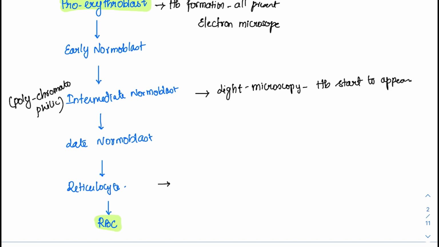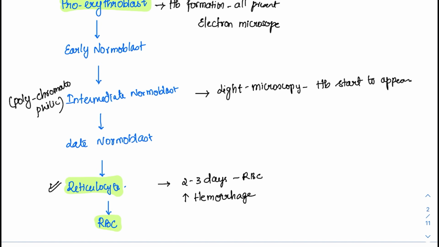Then this reticulocyte, which is just one step behind the RBC, is also very, very important. Why it is important is that this is the cell which is released into the blood, and after 2 to 3 days, they are converted into RBC, and their count is usually increased during a hemorrhage. Because during a hemorrhage, more and more RBCs are going out of the body, and finally they have to be replenished. So more reticulocytes will come into the circulation.